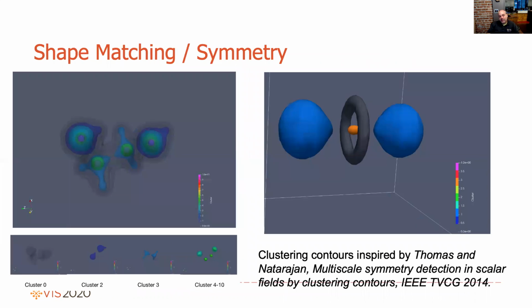The second instance of this is a student chose to implement Thomas and Natarajan's 2014 paper on multi-scale symmetry detection in scalar fields. And the way this works is you cluster contours, but you rely on a description of the contours, in this case the contour tree, to give you classifications of them for which you would cluster. And what's cool about this is the student was able to take both the output of the algorithm and feed it into ParaView, but then also visualize the output and see this kind of symmetric structure that shows up in the data set through pretty straightforward experiments along the way.